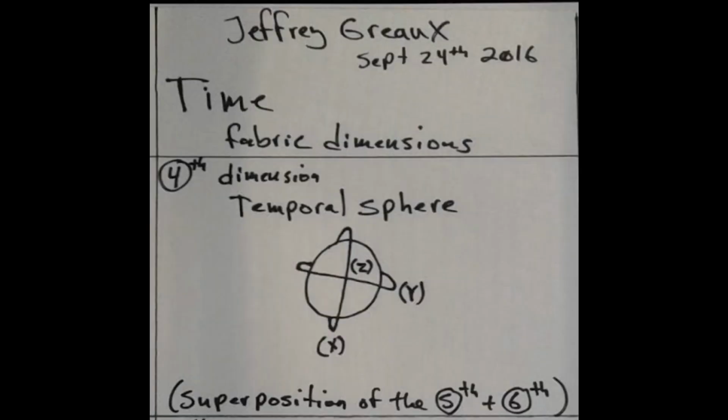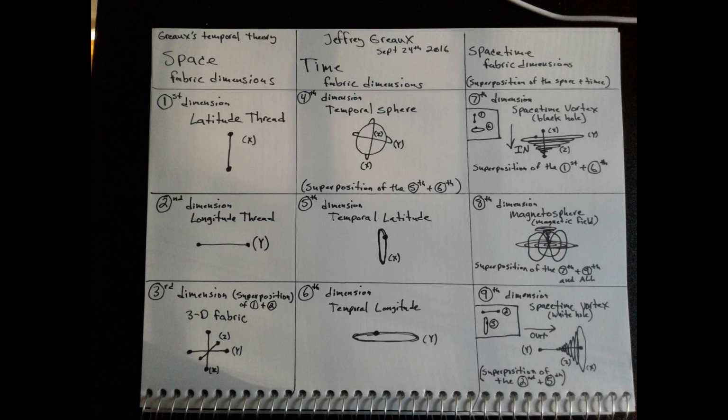Space and time are polar opposites of the same thing. Space and time are the same thing. As you look at my chart, you take one thing that is built on the other. The longitude thread is built on the latitude thread. It's the latitude thread flipped on its side.